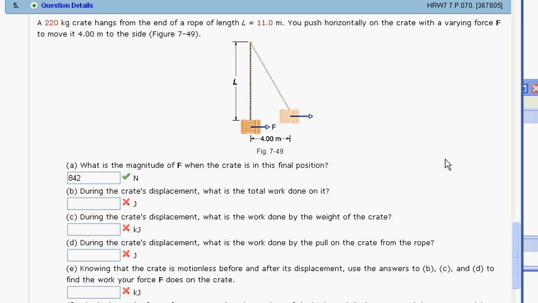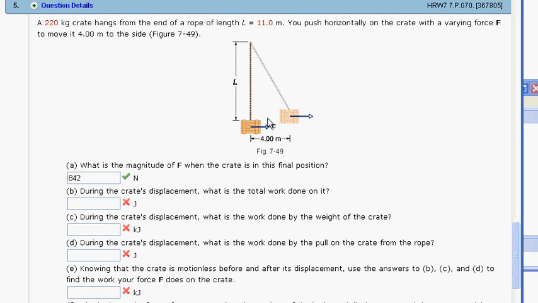Yay for me. Okay, during the crate's displacement, what is the total work done on it? Now, this is sort of a trick question. It starts at rest, so it starts with 0 kinetic energy, and then it ends at rest at the final position. So what's the total work done on it? Well, the total work done on it is going to be the total change in kinetic energy for the crate. It starts with 0 kinetic energy because it's at rest, and at the end, it also has 0 kinetic energy. So what's the total work done?